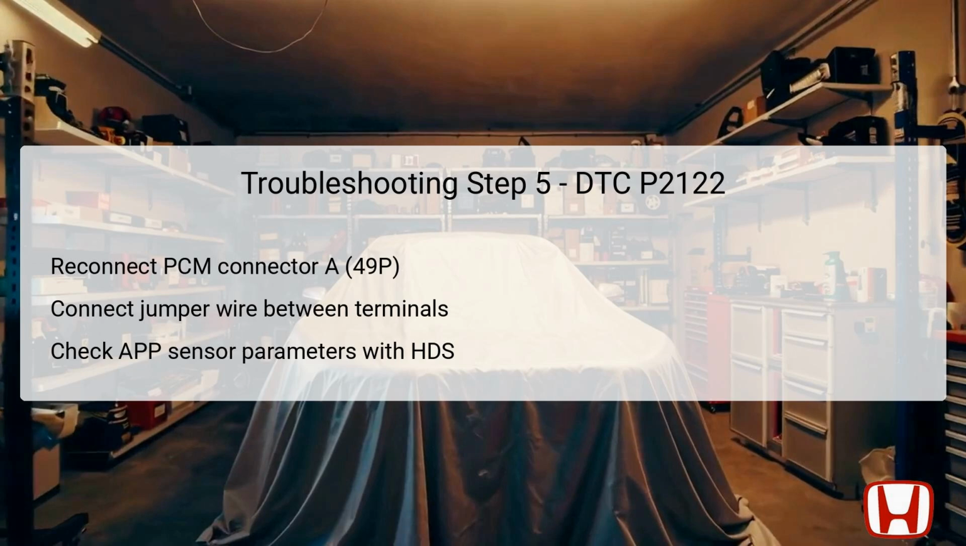Monitor the APP sensor parameters via the HDS to confirm whether it remains under 0.2 volts. If it does, there is a need to proceed with updating the PCM software if it isn't current, or replace the PCM with another known good unit before conducting repair verification. Alternatively, if values are back in normal range, replacing the APP sensor may be required to fully resolve DTC P2122.